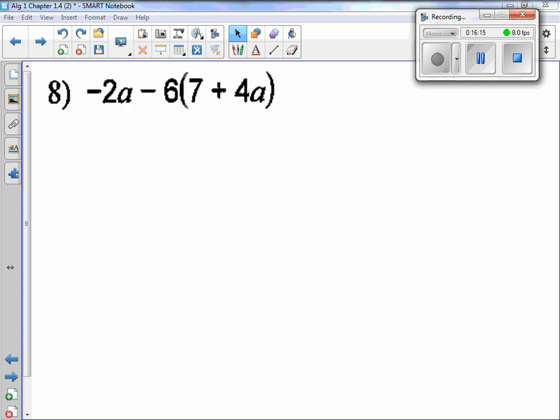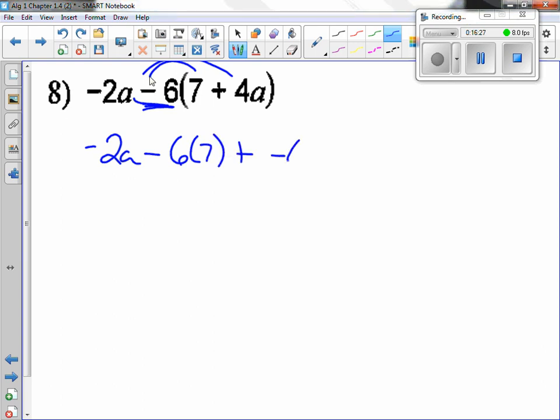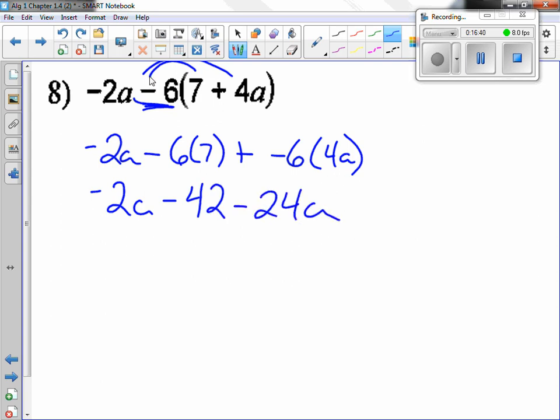So on this problem here, we need to remember when we multiply through by not just 6, but negative 6, it goes with it. So we'd have negative 2a, negative 6 times 7, plus, well, really negative 6 times 4a. The negative goes with it. So negative 2a minus, and this would be minus 24a. So when we combine these two here, we get negative 26a minus 42.